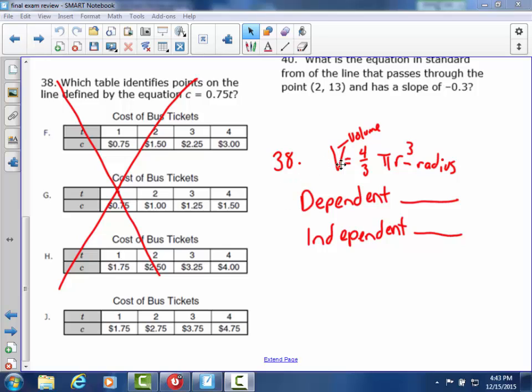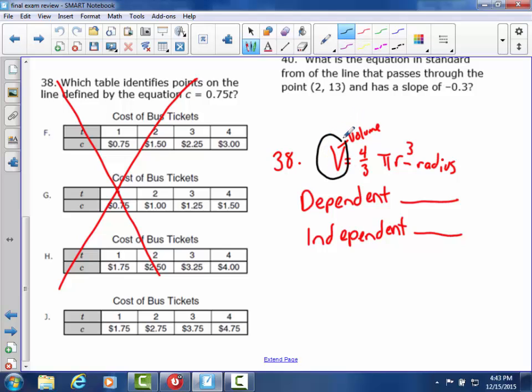Okay, so your number 38 gives you a formula, and it has radius and volume in it, and that tells you all about that. So your job was to figure out what was the dependent and independent. So I'm just going to remind you the answer depends on the work. So that makes volume dependent and radius independent.